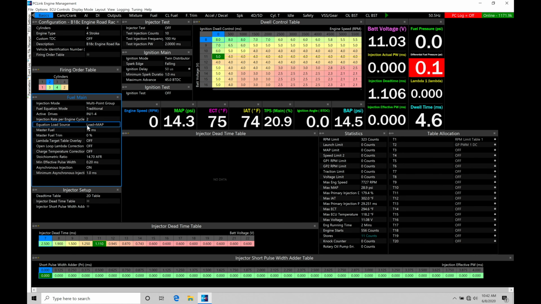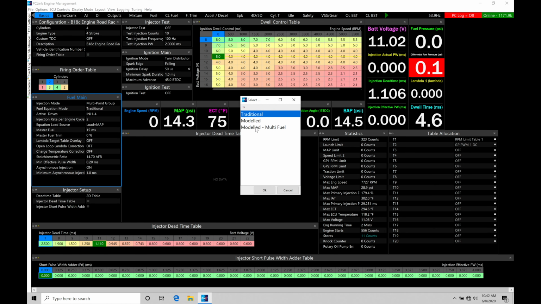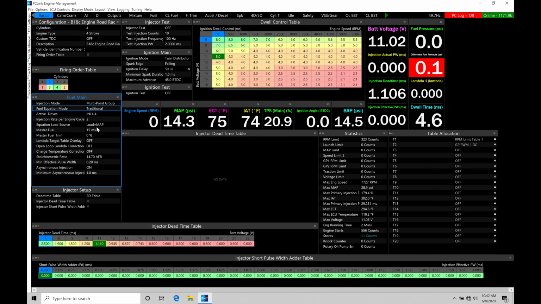Now our equation load source isn't going to be specific to the traditional mode. We would be able to select that in either model or model multi-fuel, but I do want to mention what those represent and which one to select here within the video. If you're coming into this video and you only want to learn about traditional, I wanted to include that within the video. If you're going to be interested in model, I'll also have that in the model specific video, and we'll talk about that as well.